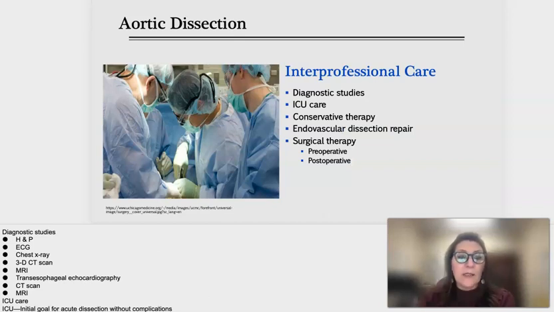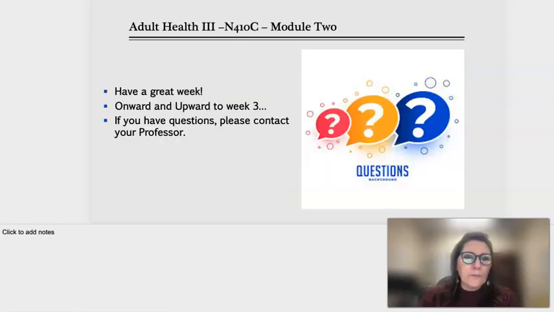Okay, this is the interprofessional care. We're going to do diagnostic studies: the H&P, EKG, chest x-ray, CAT scan, MRI, transesophageal echocardiogram. That's the TEE that we talked about. They're probably going to be in the ICU. We want to, of course, keep their heart rate and their blood pressure under control because we want to decrease the workload on that heart. That's conservative. And then surgery, therapy, of course, we're going to make sure they're good pre and post-op.